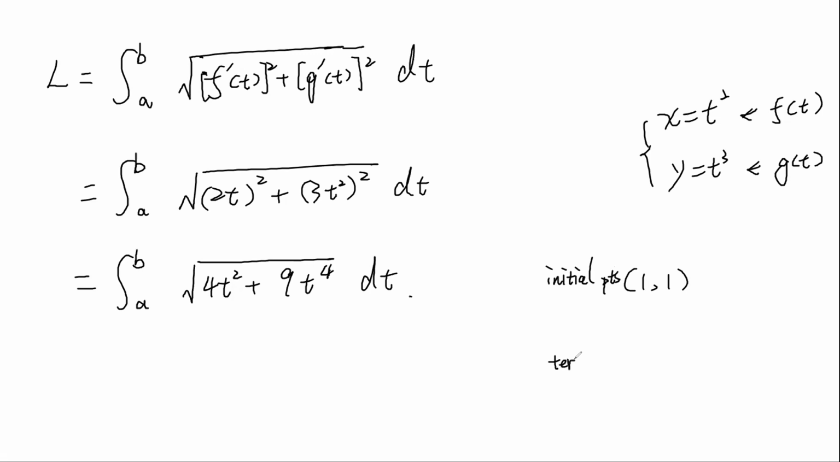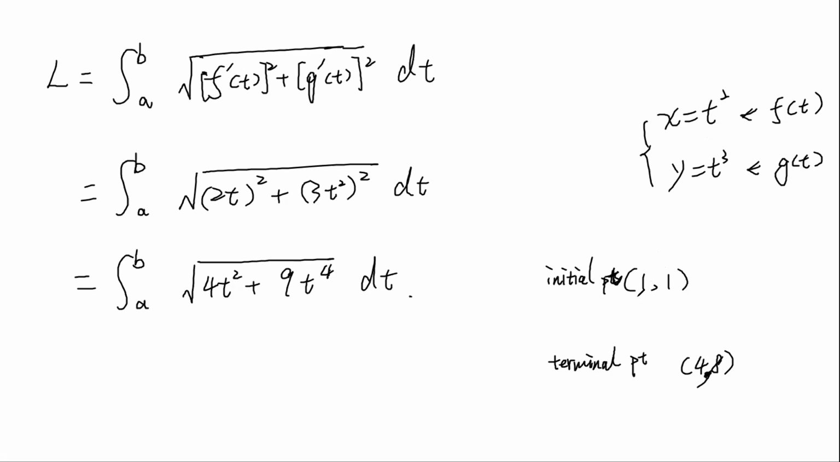And there's a terminal point. There's only one point here, which is (4, 8). And we are given these two points. The question is, how can we find the bounds for t?